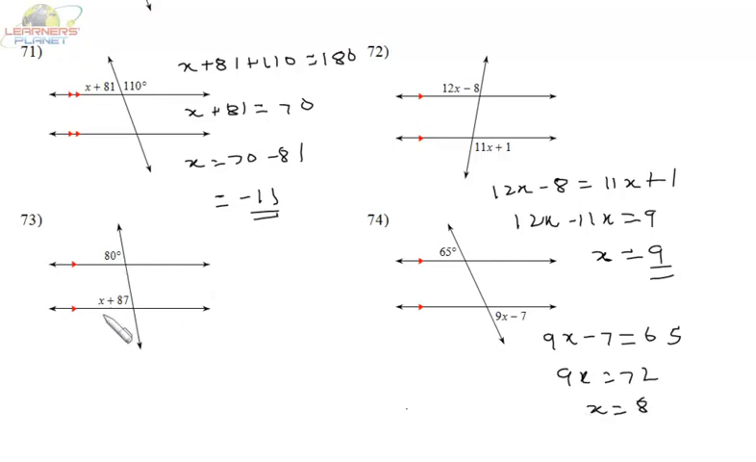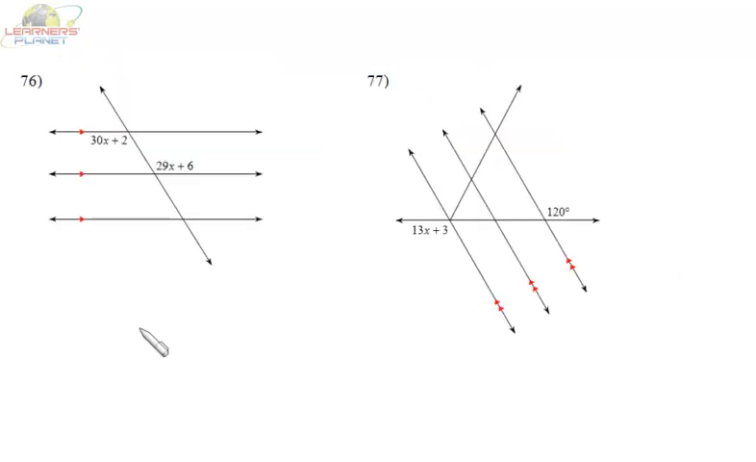Okay. In this case, both of them are corresponding angles. So they will be the same. So x plus 87 is 80. That means x is equal to minus 7. Okay. In this case, both of them are alternate angles. So they will be equal. So 30x plus 2 is 29x plus 6. That means x is equal to 4.